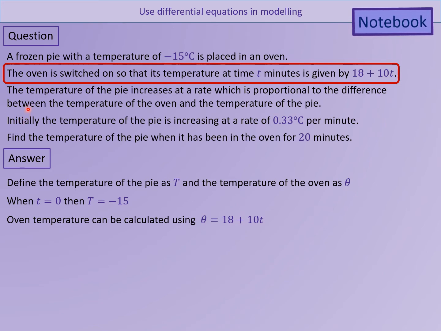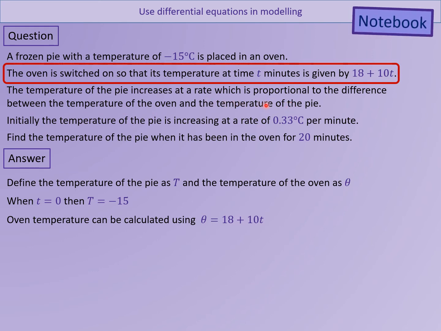Let's have a read of this one. The temperature of the pie increases at a rate. So there we go, there's the key language that you're looking for. It's increasing at a rate, so in other words, its temperature is changing over time. That makes sense. The temperature of the pie changes over time, and it's proportional to the difference between the temperature of the oven and the temperature of the pie.